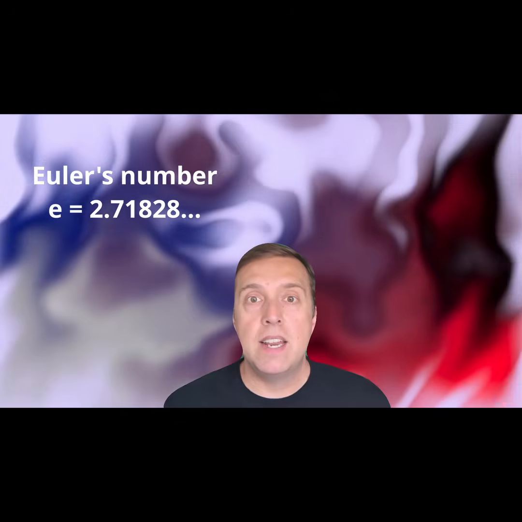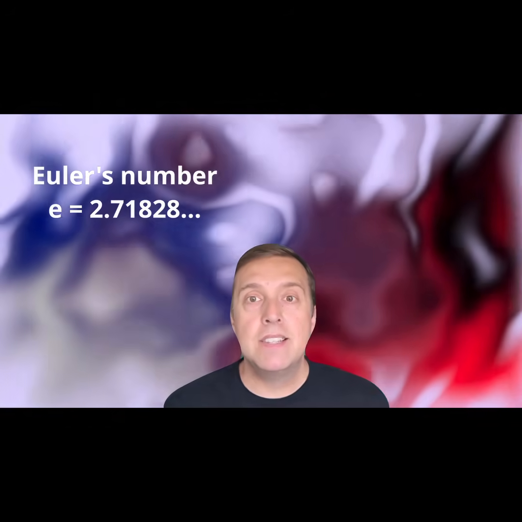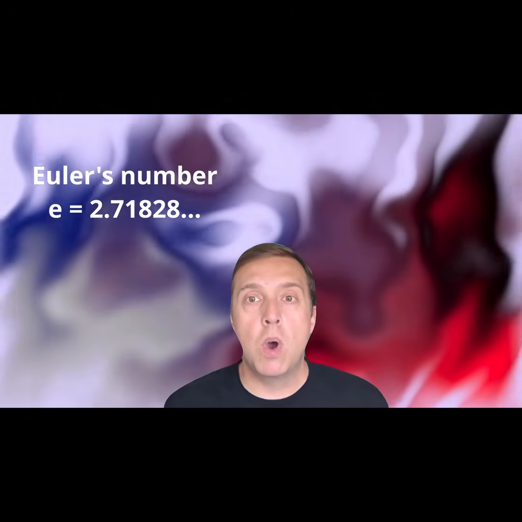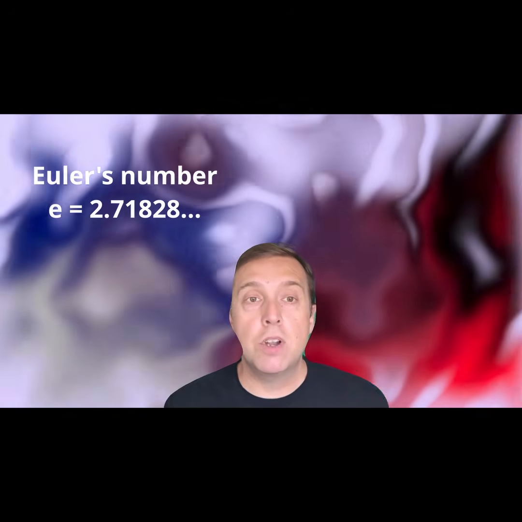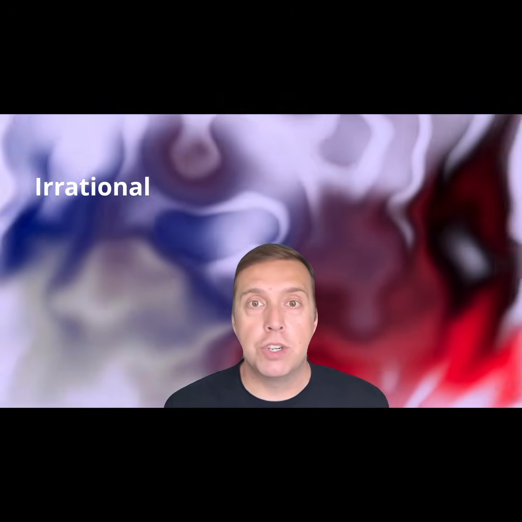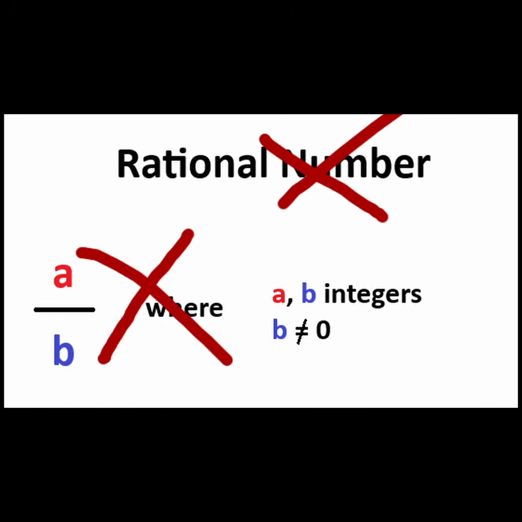What is Euler's number, and where does it come from? Euler's number is designated by the letter E and has the value 2.71828, and it keeps on going forever. In fact, Euler's number is irrational, meaning that it can't be constructed from a ratio of two integers.